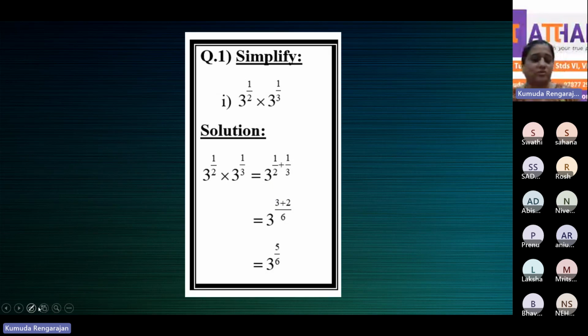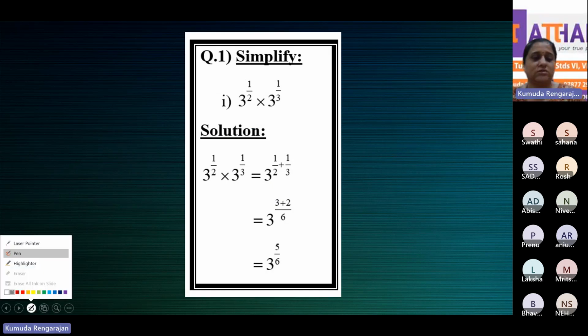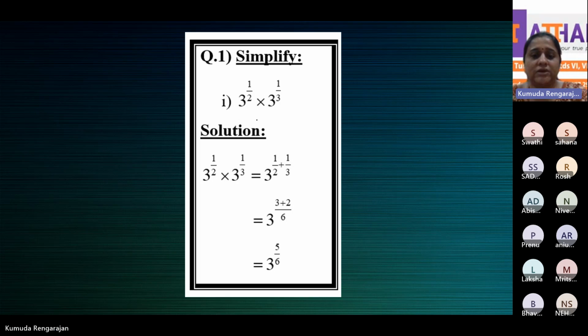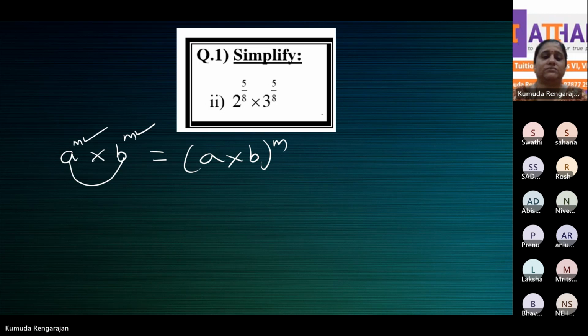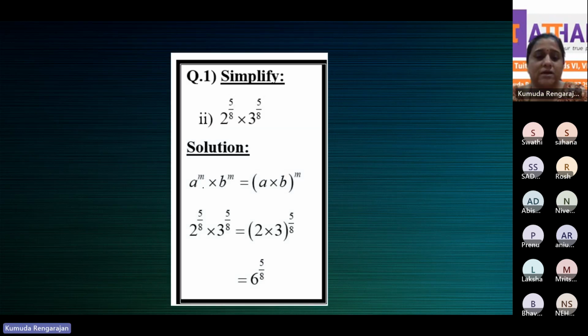So if you want, I can write the rule here. The rule is a to the power m into a to the power n. Bases are same, a, a. Multiplication. Powers are different, m, n. So what do you do? Write the base and add the powers, m plus n. Here, bases are different. a to the power m into b to the power m is equal to a into b, the whole power m. So 2 into 3, the whole power 5 by 8, which is 6 to the power 5 by 8. All right.